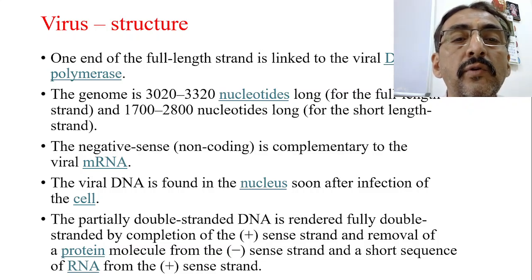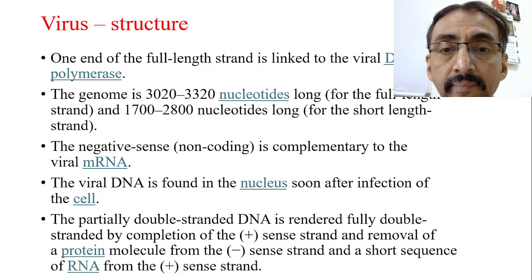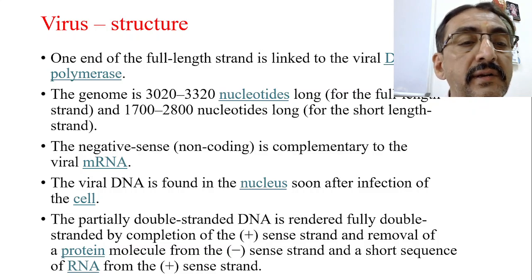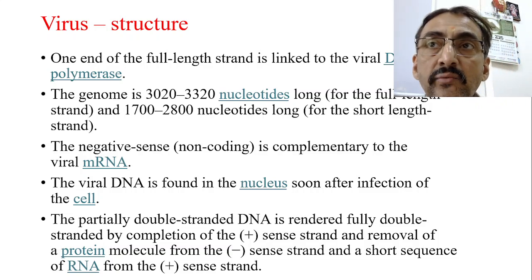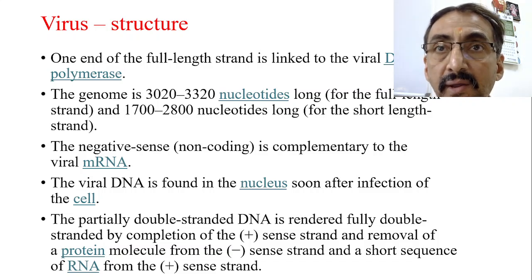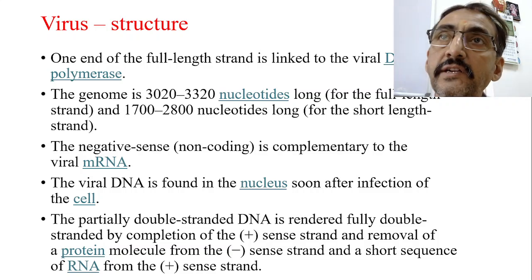1,700 to 2,800 nucleotides are long for the short length strand. The negative sense strand, that is non-coding, is complementary to the viral mRNA. The viral DNA is found in the nucleus soon after the infection of the cell. That means as soon as the hepatocytes are infected by the hepatitis B virus, the DNA of this virus will immediately be found in the nucleus of the hepatocytes.